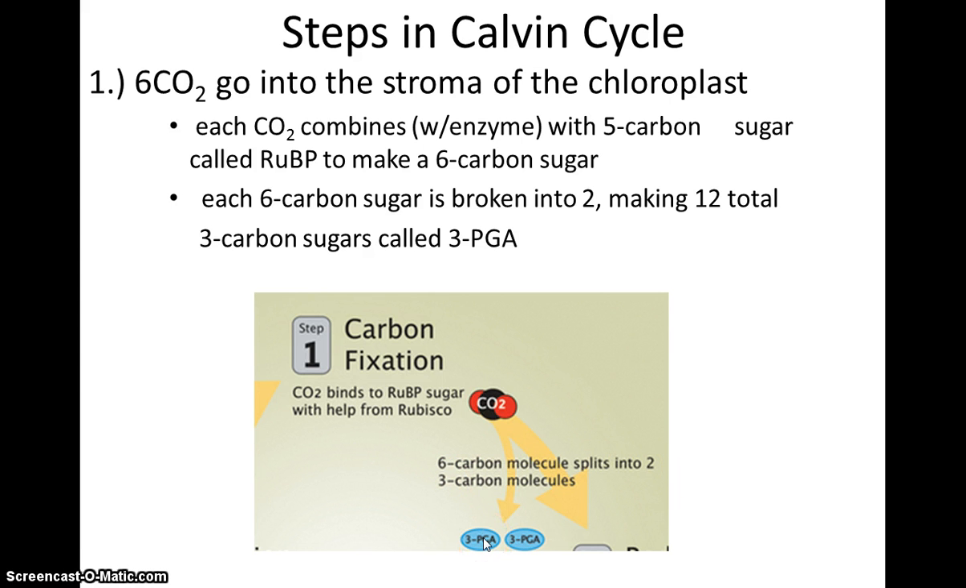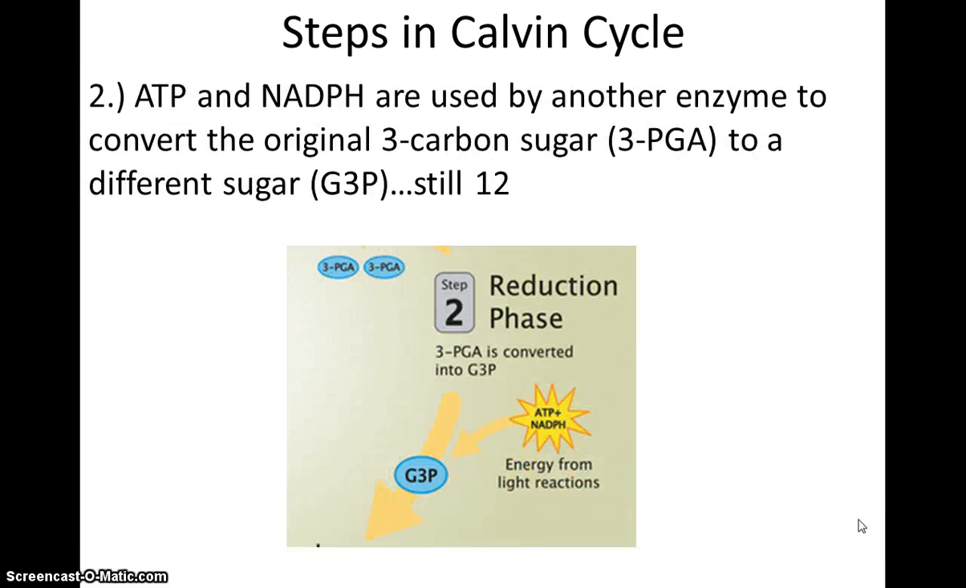And the other thing to know here is that it has a special name. So we started out with this RuBP sugar plus CO2. When this is split in half, it's called 3-PGA. That's just the name of it. So there are 2 of them. Right now we have 12 PGAs.